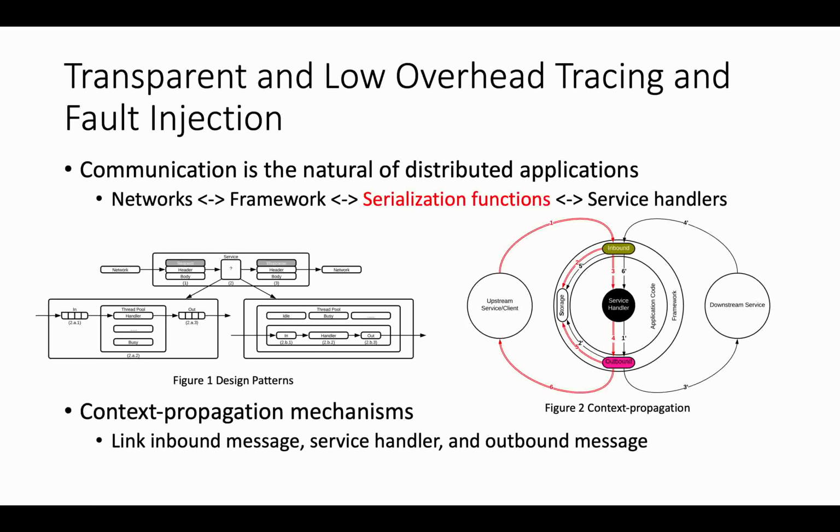Figure 1 shows two of the design patterns where all of these three functions are executed on different threads or on the same thread. Generally, to link the inbound message, the service handler, and the outbound message, frameworks should perform context propagation mechanisms to pass essential metadata of the messages through these three functions, as shown by Figure 2, depicted by arrows 2 and 5. Our work takes advantage of the existing context propagation mechanisms to capture message-level events and inject faults transparently with low cost.